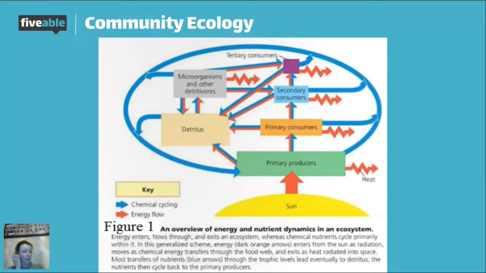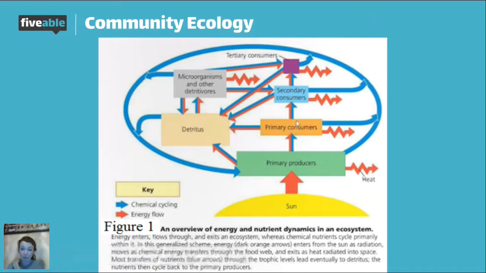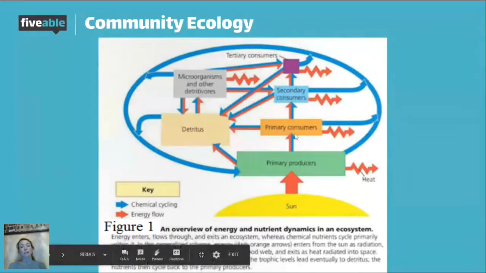So I like this diagram for a lot of reasons. Next week we'll talk more about chemical cycling, or nutrient cycles, like the water cycle, the carbon cycle, etc. Things that you've probably learned about before. And what you'll notice is energy cycles, chemicals cycle, which is the blue arrows here, whereas energy flows truly in one direction for the most part, from the sun to primary producers, primary consumers, secondary consumers, and tertiary consumers. We won't worry as much about the microorganisms and other detritivores over here, but it's really flowing in one direction, and we're going to lose a lot of energy in this process.